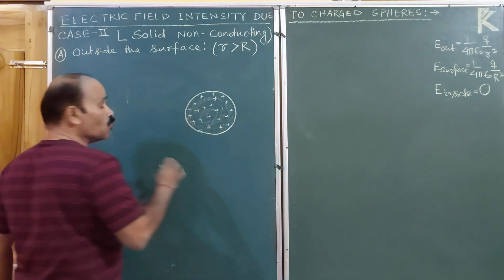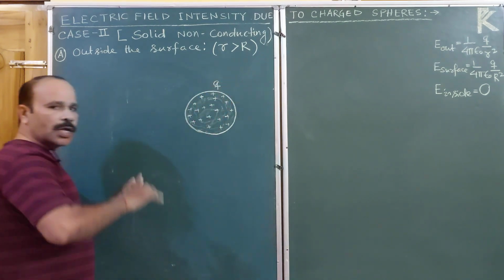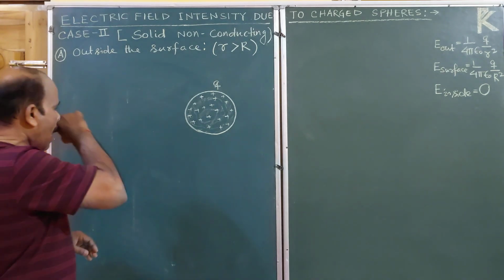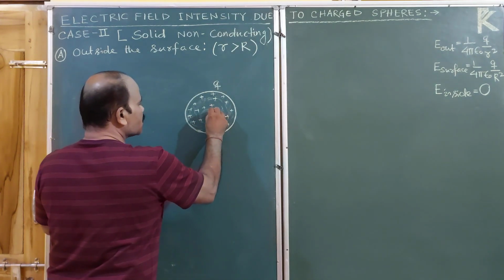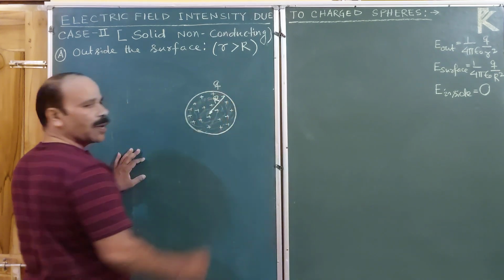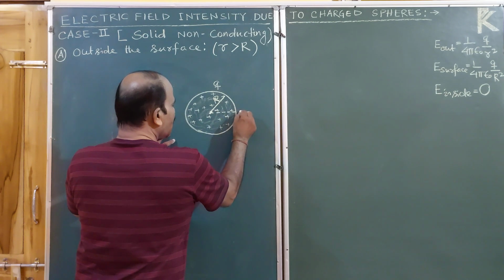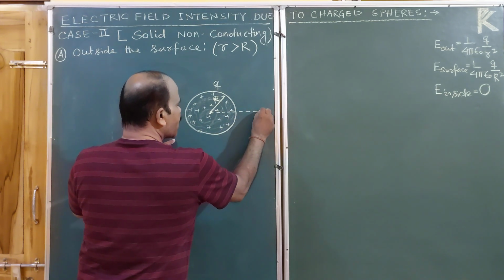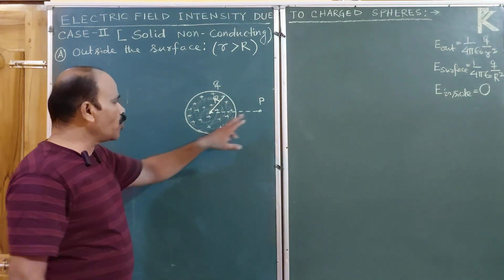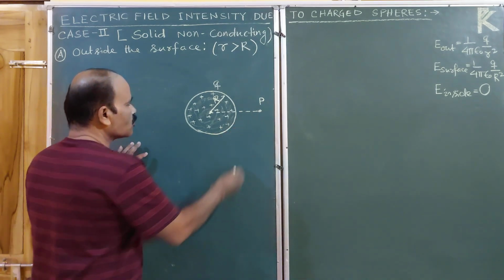So this is the uniform distribution of charge. The total charge is uniformly distributed throughout the body. Now let the radius be capital R, but we are going to find out the electric field intensity at an outside point. This P is an outside point where we are going to find out the electric field intensity.